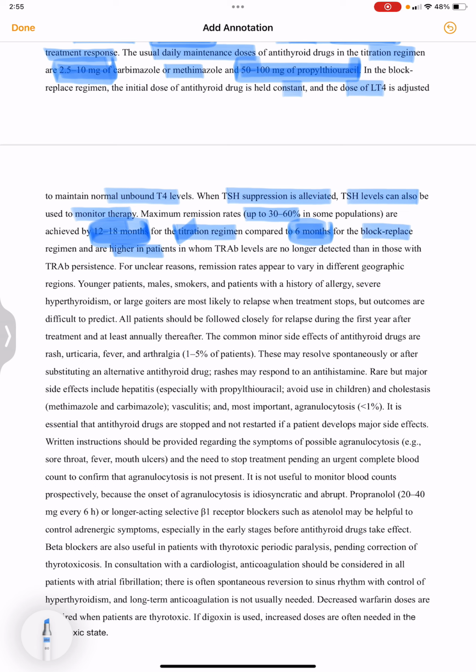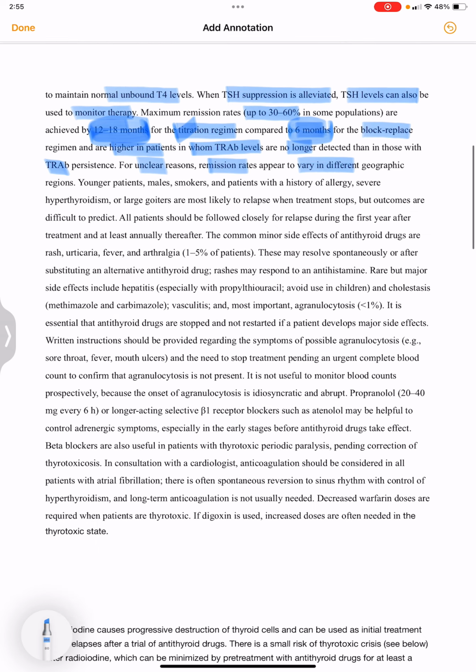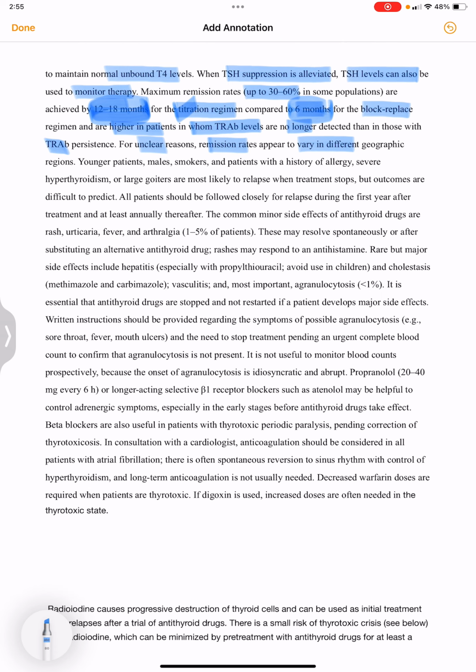And remission rates are higher in patients in whom thyroid receptor antibody levels are no longer detected. Supposing thyroid antibody levels are not detected, then the remission rate is high. For unclear reasons, remission rates appear to vary in different geographic regions. So remission rates depend on thyroid receptor antibody levels, the titration regimen, as well as different geographic regions.